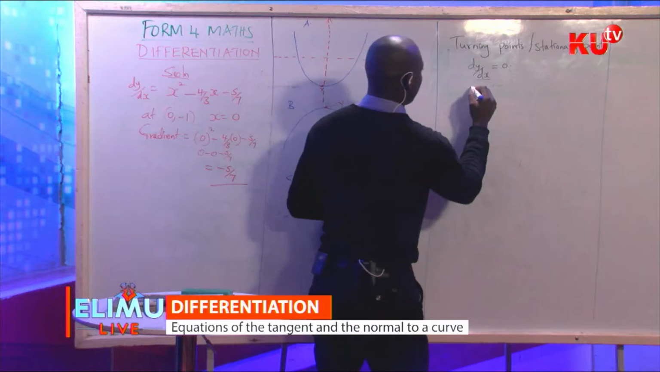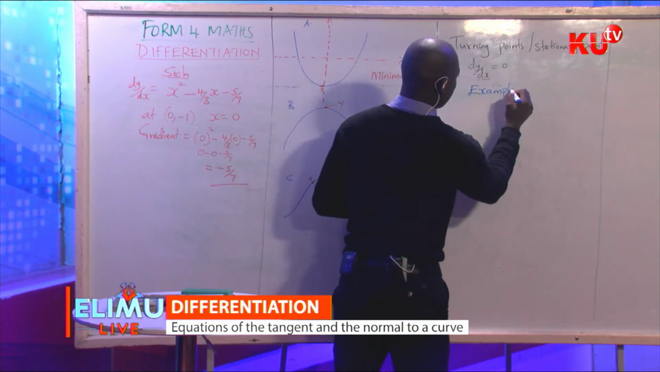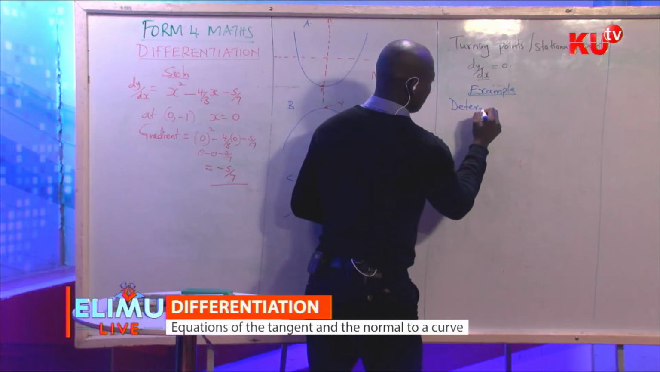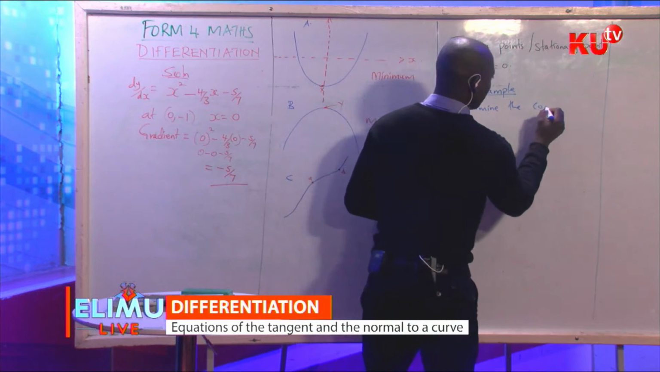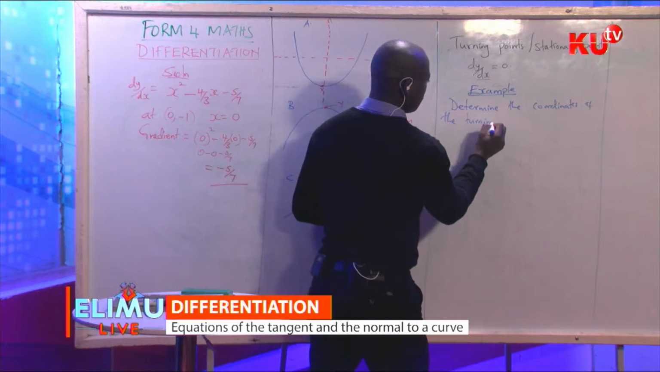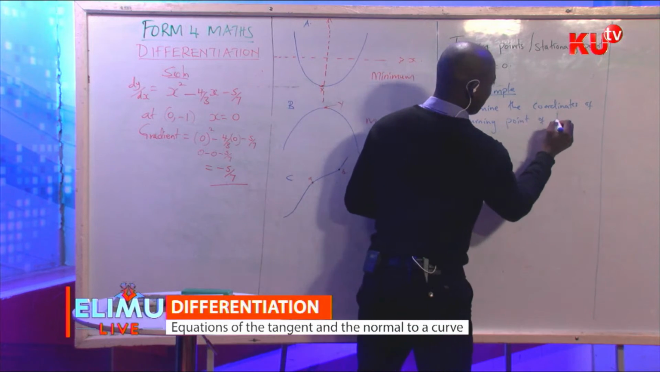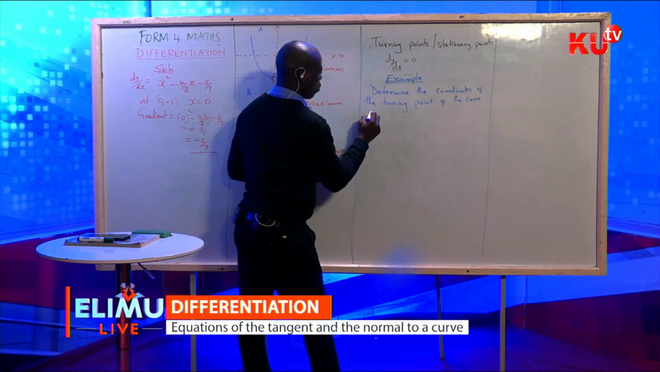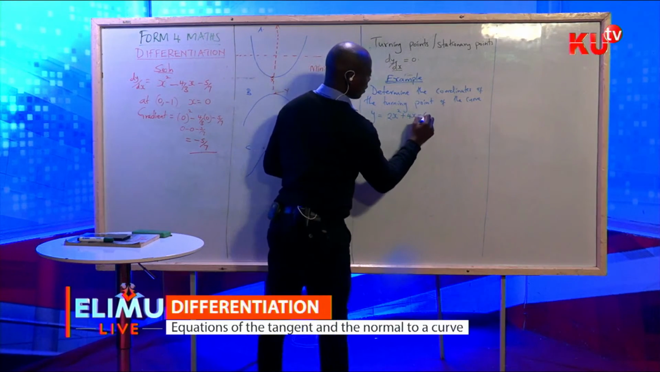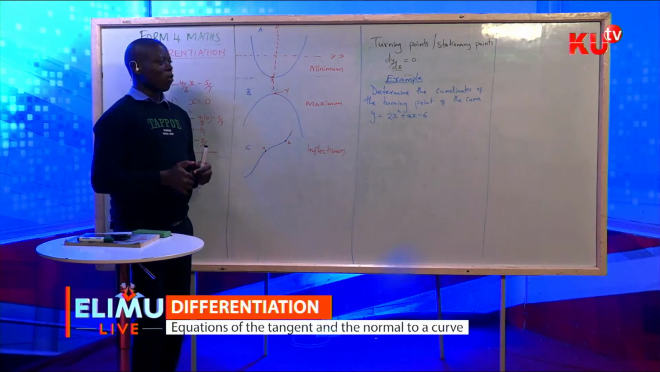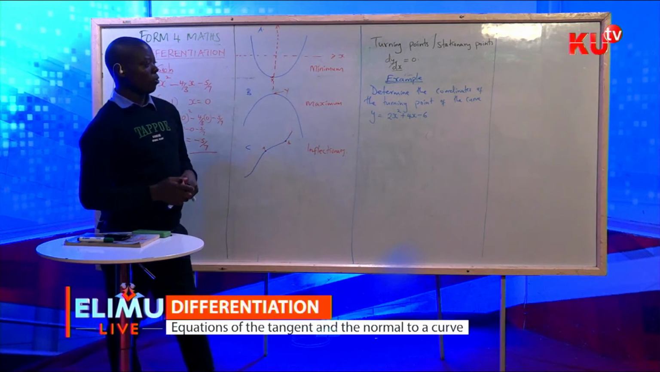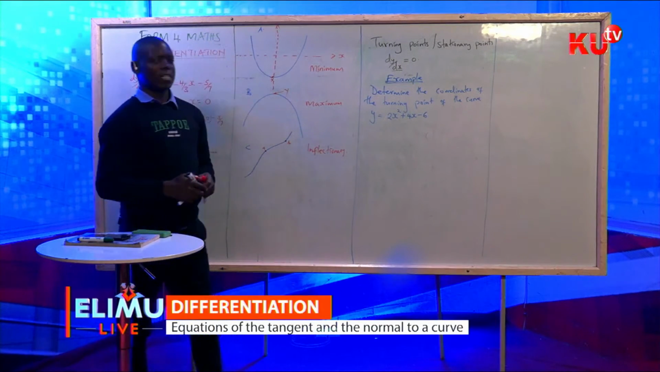Example. So students, let's take this example. You are told to determine the coordinates of the turning point of the curve y is equals to 2x squared plus 4x less 6. We determine the coordinates of the turning point of the curve y is equals to 2x squared plus 4x minus 6.